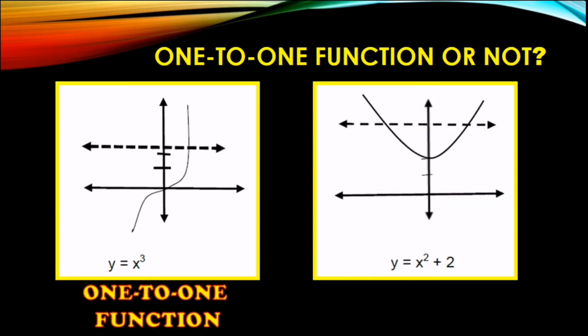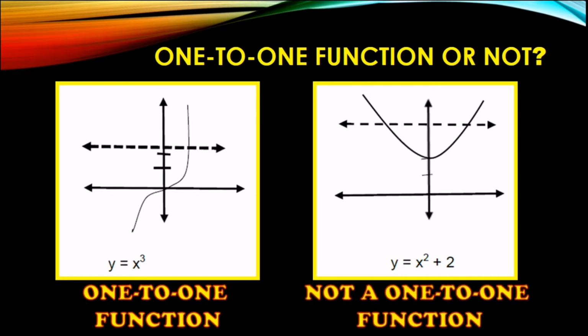The next graph is a graph of y equals x squared plus 2. As you have seen, the graph touches the horizontal line at 2 points. This graph is not a one-to-one function.